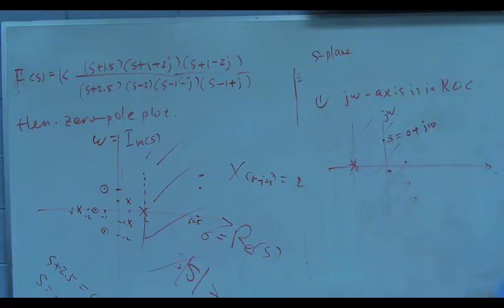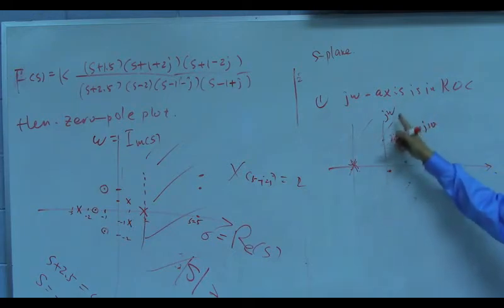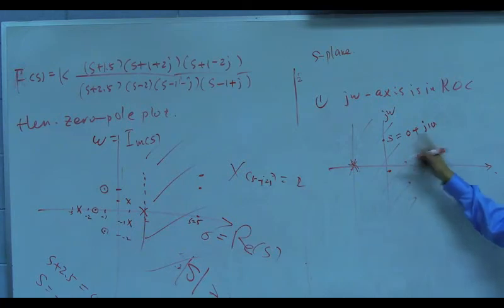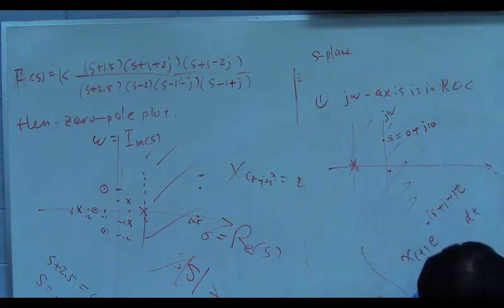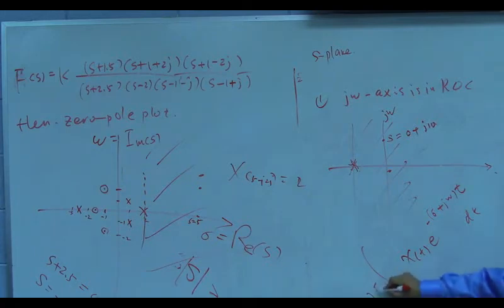Zero plus this, right? Any point on the j omega axis has the real part equal to 0. Now we imagine the formula: the integral of x(t) e to the negative sigma plus j omega t, dt. This gives us the Laplace transform.